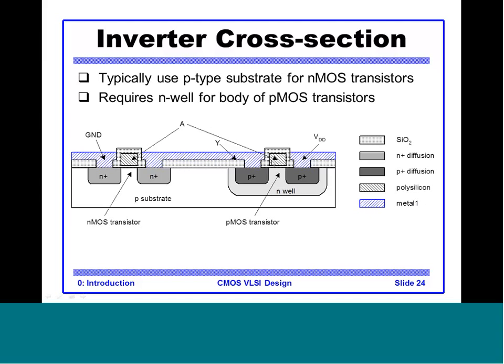Now the output: both the drain of NMOS and the drain of PMOS are connected together to form the output. So the input is always the gate and the output is always from the drain. The gates of both transistors are connected together, and correspondingly the drains of both transistors are connected together to form the output. So this is a cross section of the inverter.